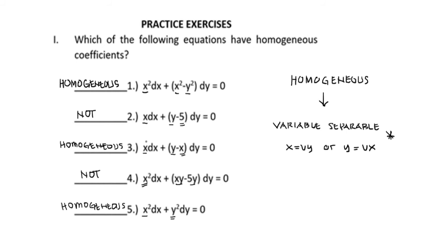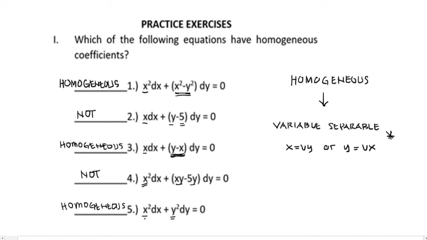Now we are going to identify which of the homogeneous equations here are variable separable. For number 1, in our dy term here, x or y cannot be split out. Therefore, this is not a variable separable. For our number 3, y minus x here, the variable y nor x cannot be split out.